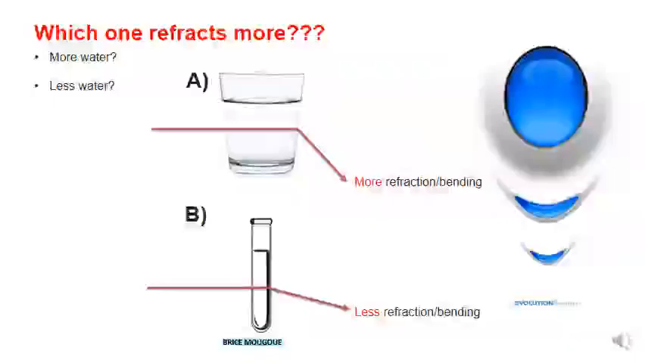Now, since we want to change the amount of water in the glass or in the path of light, let's see what it does. We have two options here based on our question. Which one refracts more? Does more water cause more refraction? Does less water cause less refraction?